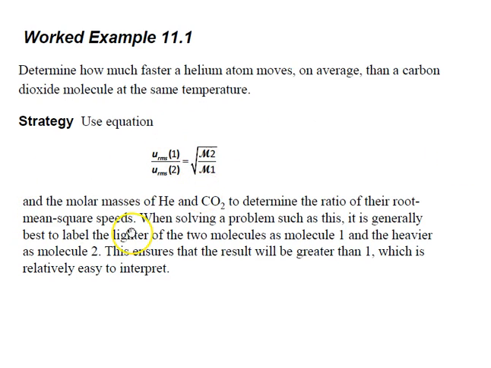However, as it reads here, there's a good rule of thumb just so you keep everything consistent. It says when solving a problem such as this, it is generally best to label the one that you know is the lighter of the two molecules as molecule 1 and the heavier as molecule 2. The reason why is when you work out the math of it, it will give a result that's greater than 1, and that's a little bit easier to interpret and wrap our mind around. So using this formula, let's take a look at how we can do this.